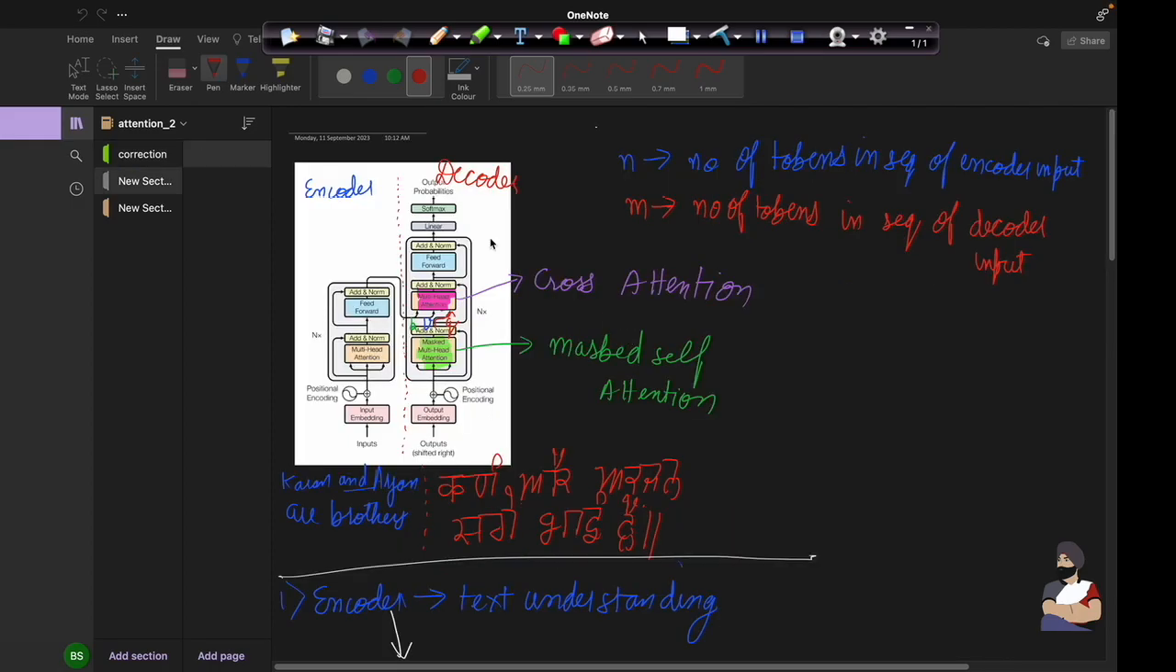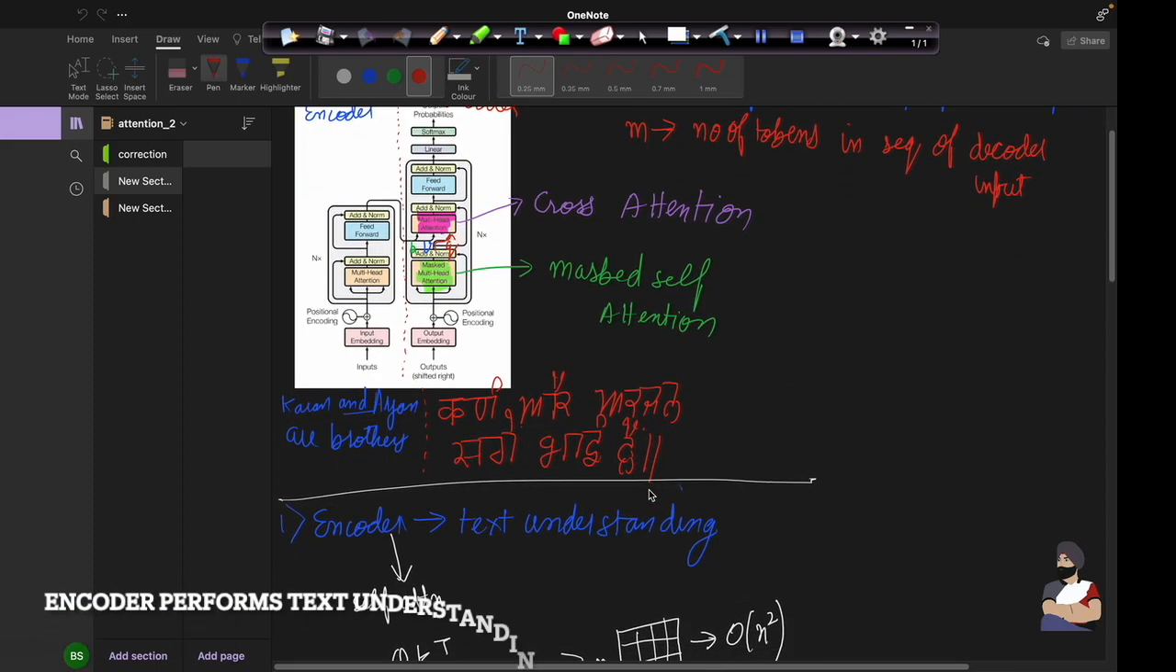Now let's talk about the encoder-decoder architecture. Here n is the number of tokens in the sequence of encoder input. For example, there are 5 tokens in the encoder over here: Karan and Arjun are brothers. And m is the number of tokens in the sequence of decoder input, and here we have 6 tokens.